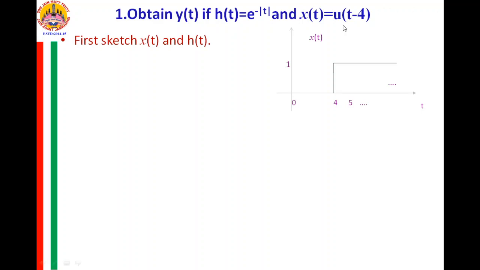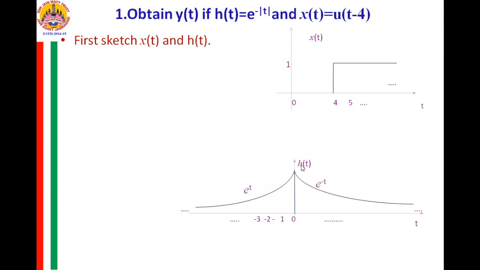x of t is u of t minus 4. The meaning is that it is starting from t is equal to 4 onwards with the amplitude of 1, and that of h of t is e raised to minus mod t, means for t which is less than 0, its amplitude is e raised to t. So when you substitute t which is less than 0, negative value, you will still get e raised to minus t, and for t which is greater than 0, it should be e raised to minus t, and the sketch you will get something like this. So h of t is e raised to t for t less than 0, and it is e raised to minus t for t greater than 0. This is h of t.